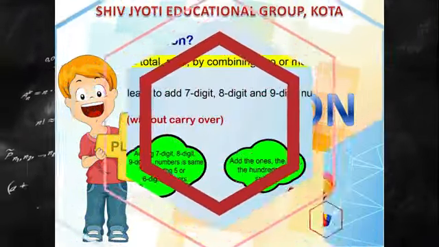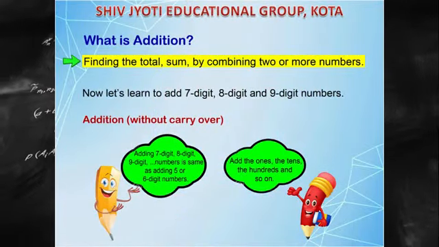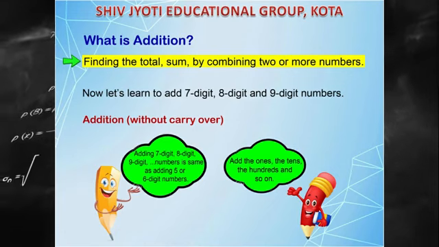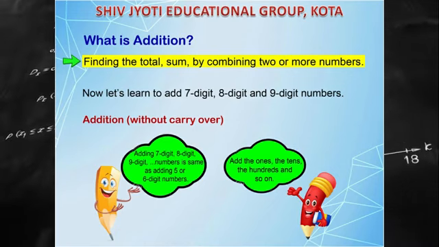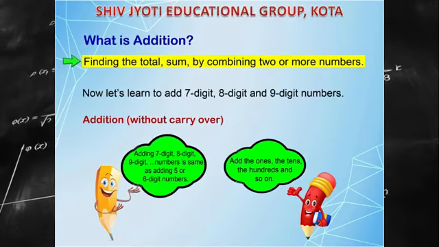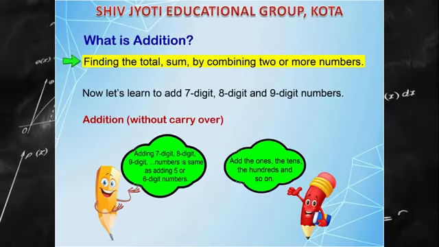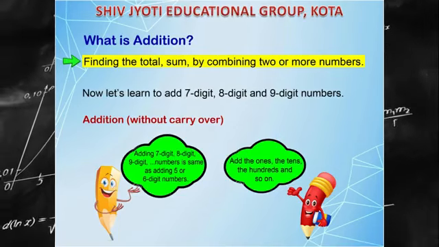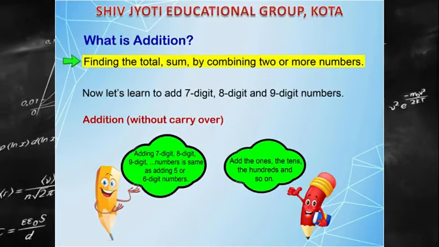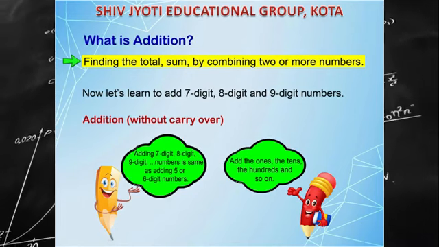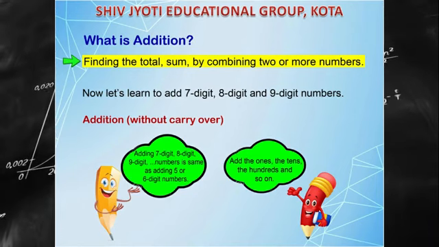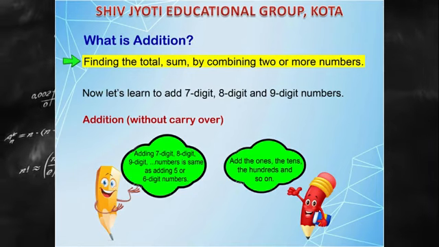So what is addition? Addition is finding the total sum by combining 2 or more numbers. Or we can say addition gives sum or total. This is more than any of the given numbers. In the previous class, we have learned to add 5-digit and 6-digit numbers. Now, let's learn to add 7-digit, 8-digit and 9-digit numbers.